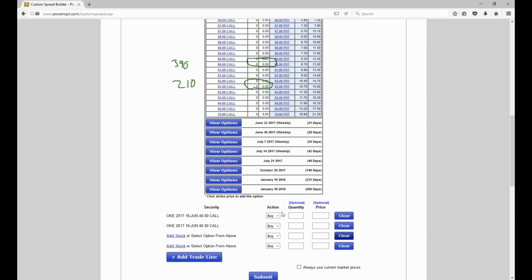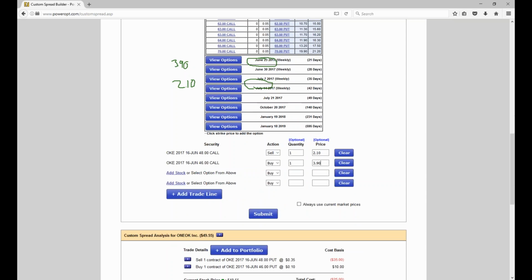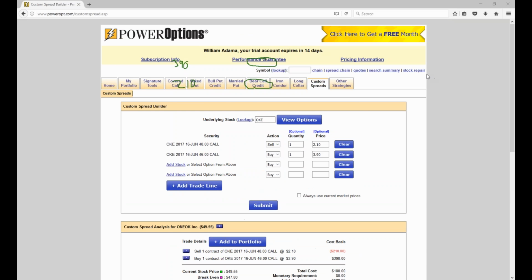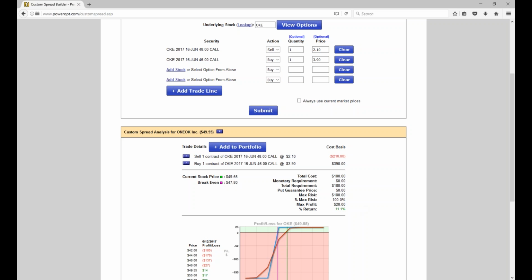Okay. So remember, we're selling just as we sold the 48 put. We're selling the 48 call. We're going to get 210 for this in-the-money call. And we're going to buy the deeper in the money 2 points more for 390. Okay, so what does that mean? Well, now we've got a debit of 180.